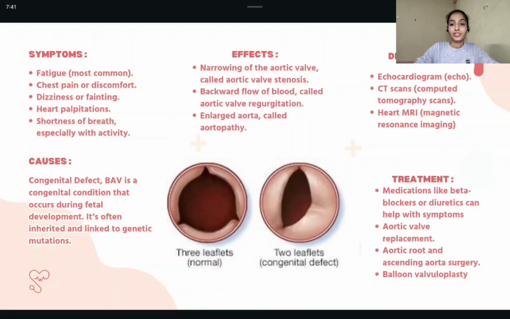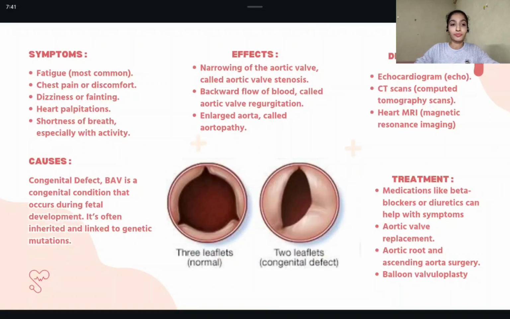Next, moving on to the symptoms of BAV, which include fatigue, that is the most common, chest pain or discomfort, dizziness or fainting, heart palpitations, and shortness of breath, especially with activity. The cause is that BAV occurs during fetal development, and it's often inherited and linked to genetic mutations, so it's present at birth itself.